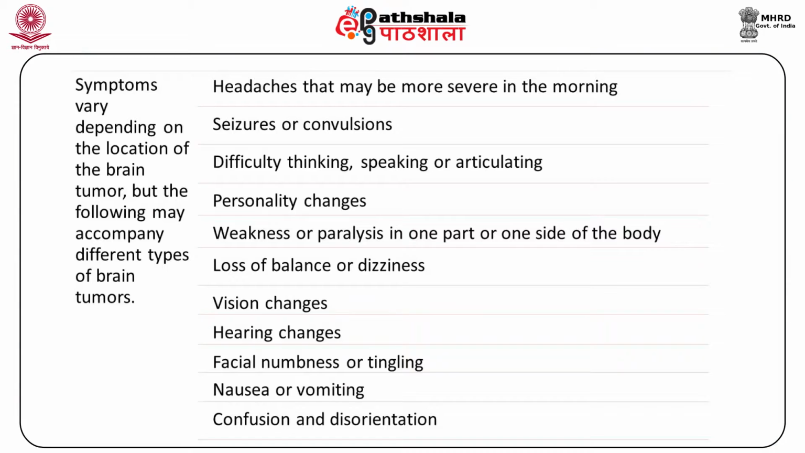Neurological and psychological symptoms of intracranial tumors. Symptoms vary depending on the location of the brain tumor, but the following may accompany different types of brain tumors: headaches that may be more severe in the morning, seizures or convulsions, difficulty thinking, speaking or articulating, personality changes, weakness or paralysis in one part or one side of the body, loss of balance or dizziness, vision changes, hearing changes, facial numbness or tingling, nausea or vomiting, confusion and disorientation.